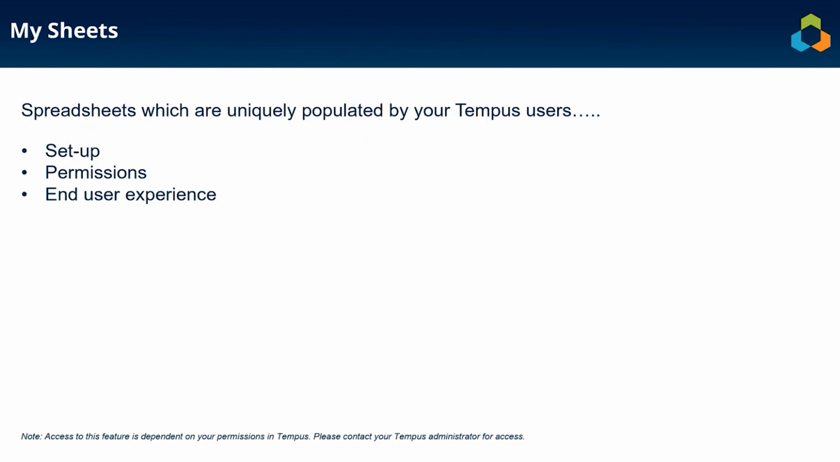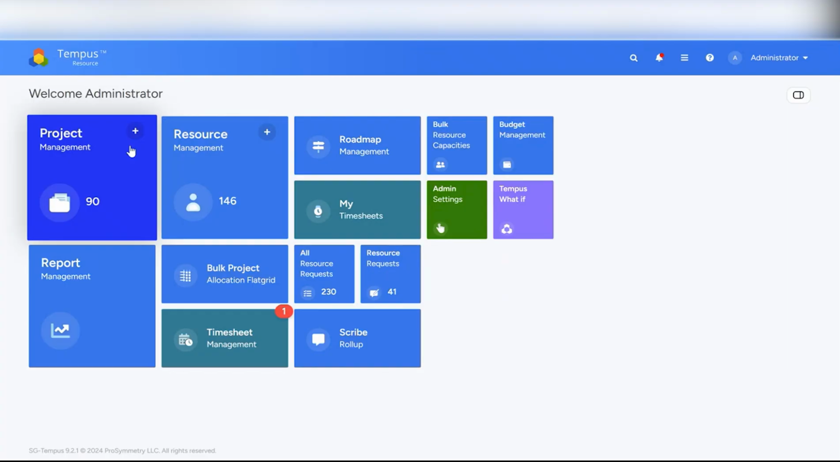So, three parts to this. We're going to look at how to set up the sheets, how to extend permission to your users to be able to see and populate those sheets, and then we'll show what the end user experience looks like. So the first thing we'll do is to set these up.